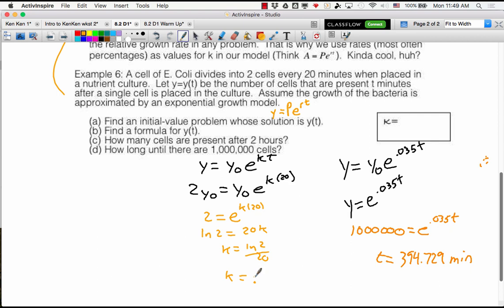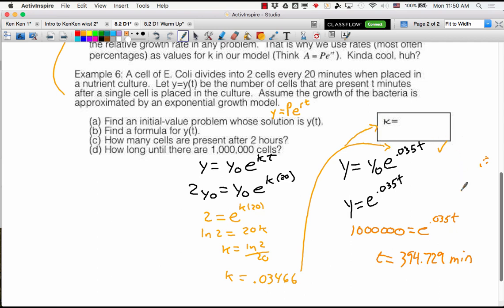So let me make a web search. Okay, this is k. We put 0.035 up there. I guess I could have just gone by that, couldn't I? You plug it in, and then you can answer all these questions. Find the formula. Here's your formula here. Find the formula for y of t. K is here.